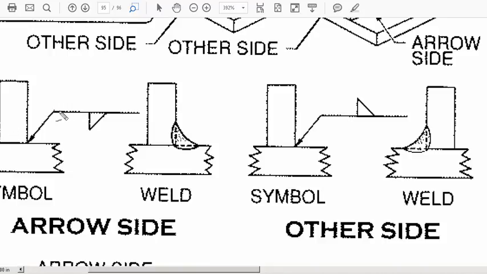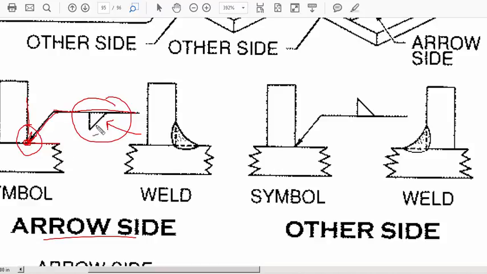Here's your symbol, or here's your reference line. Here's your arrowhead. Note the arrow is touching right here on this object line connection between this surface and this surface. The symbol or the information is on the bottom of the reference line, or below the reference line, which means it is which side? It is the arrow side, which means it is going to occur wherever the arrow touches.